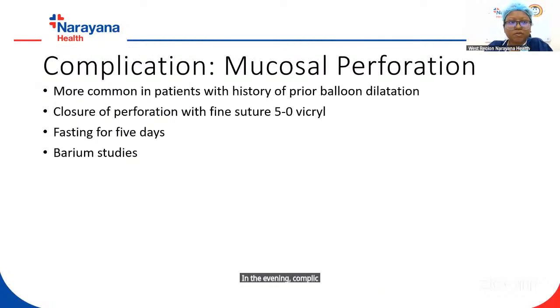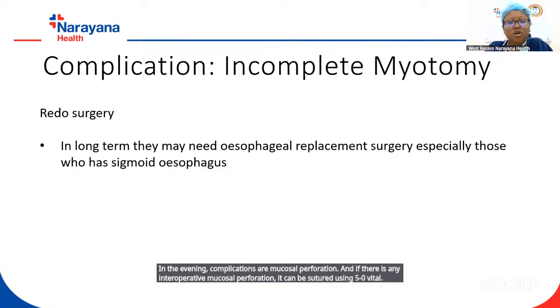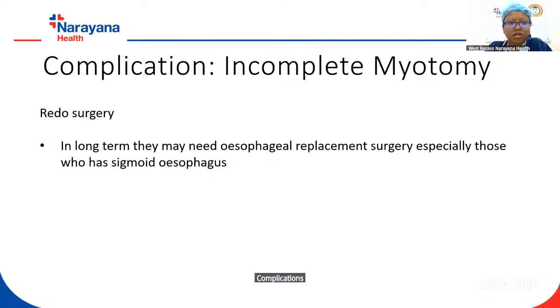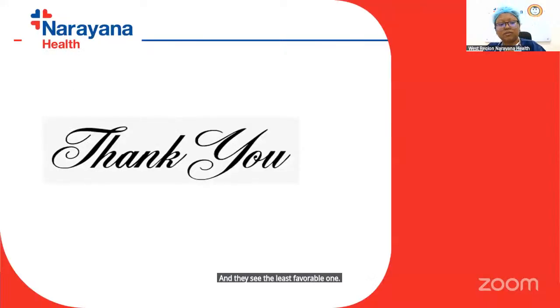Complications are mucosal perforation. And if there is any intraoperative mucosal perforation, it can be sutured using 5-0 Vicryl. Complications are incomplete myotomy, which will need redo surgery. Sometimes in long term, they may need esophageal replacement surgeries. Prognosis, type 1 has intermediate prognosis, type 2 has better prognosis, and type 3 is the least favorable one. So, thank you.